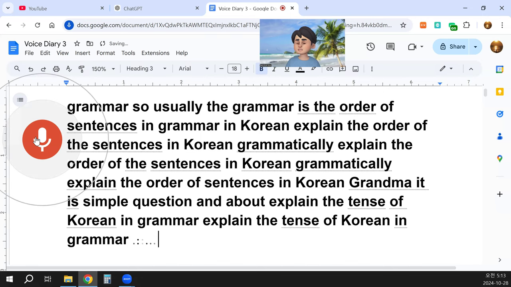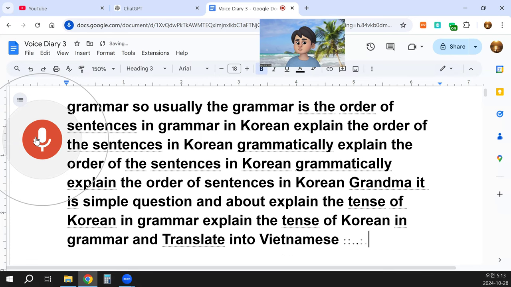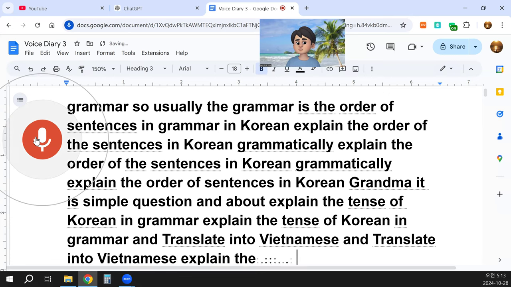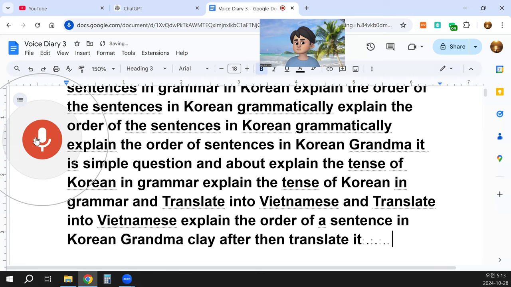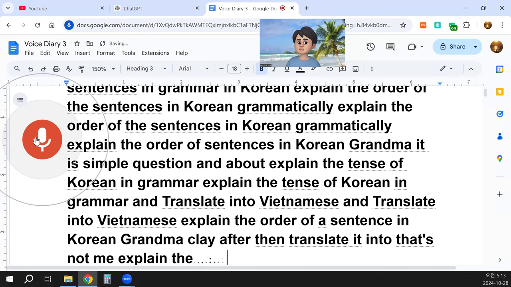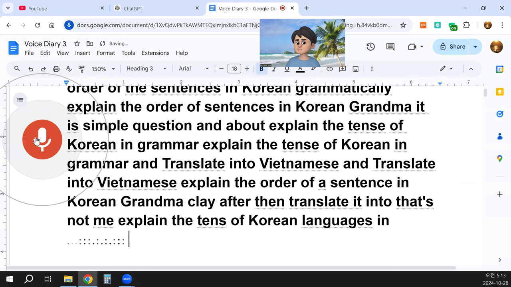And translate into Vietnamese. Explain the order of sentences in Korean grammatically. After that, translate it into Vietnamese. Explain the tense of the Korean language in grammar. And translate it into Vietnamese.